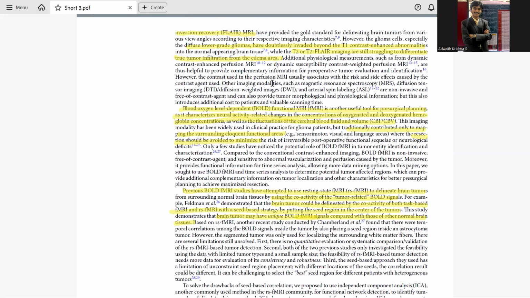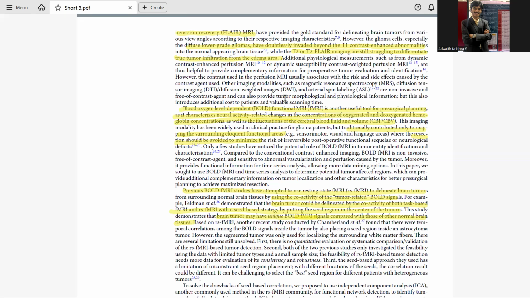There are limitations to this, as diffuse lower grade gliomas have doubtedly invaded beyond the T1 contrast enhanced abnormalities and they might look a bit different. And then T2 imaging still struggles to differentiate the true tumor infiltrate from the edema area.